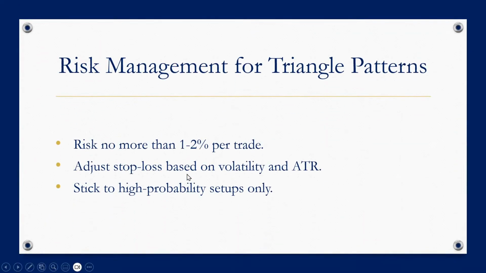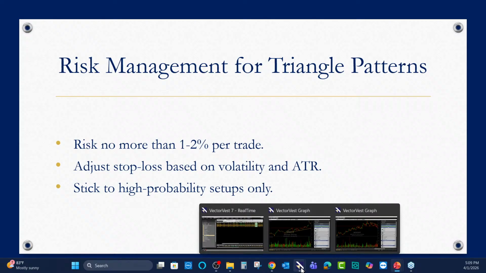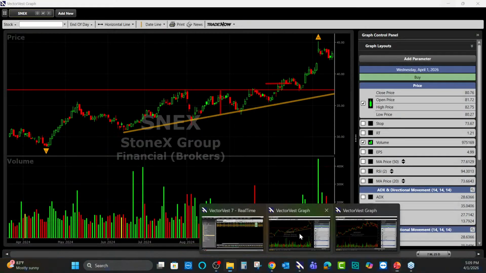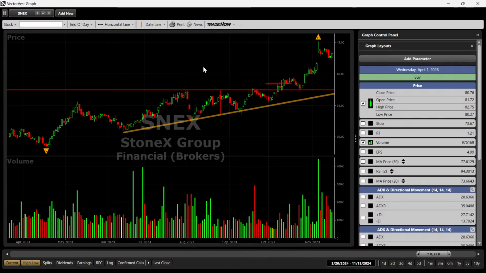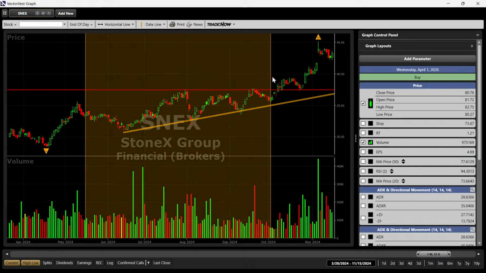Risk management is key. Never risk more than 1 to 2% of your account on any one trade. Okay? I'm going to give you guys an example on how to size a position. Let's use this one. Let's use SNEX. This was our ascending triangle breakout. Okay, we're going to go through kind of an example here of how to size a position.